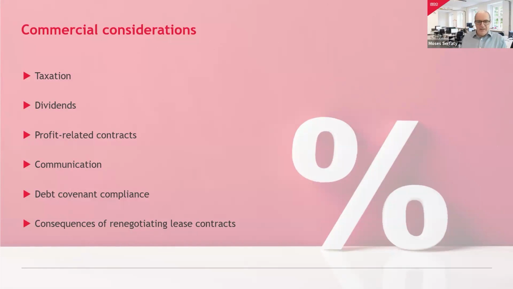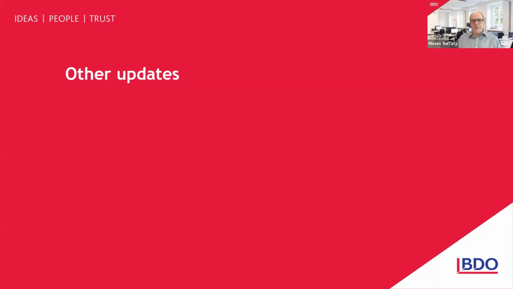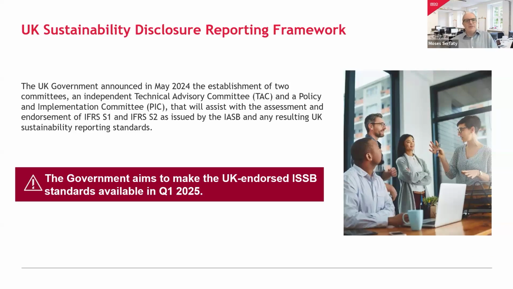Moving on to the next slide, and the next one after that, other updates, and this is just on sustainability, an update that the UK government announced last month, the establishment of two committees, an independent technical advisory committee and a policy and implementation committee that will assist with the assessment and endorsement of IFRS S1 and IFRS S2. The government aims to make the endorsed standards available in Q1 2025.